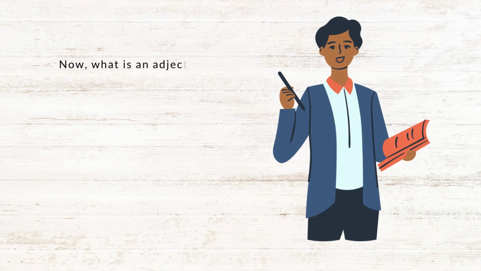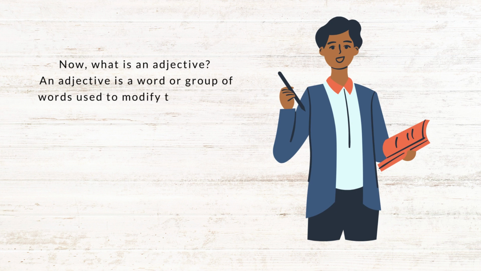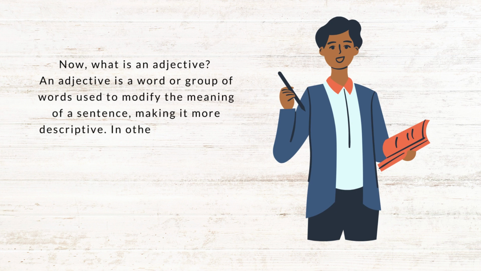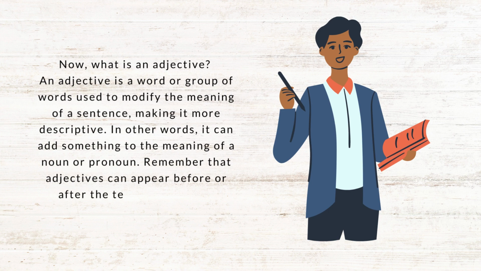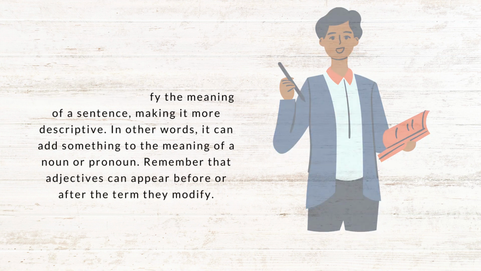Now, what is an adjective? An adjective is a word or group of words used to modify the meaning of a sentence, making it more descriptive. In other words, it can add something to the meaning of a noun or pronoun. Remember that adjectives can appear before or after the term they modify.